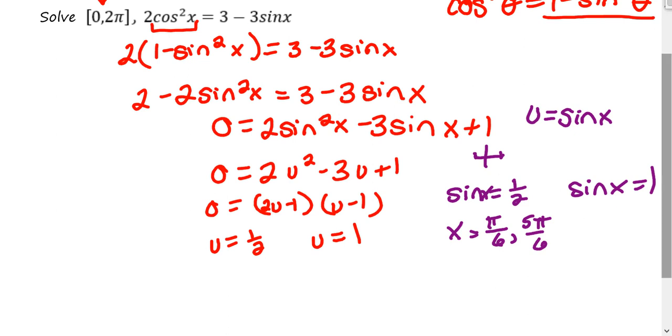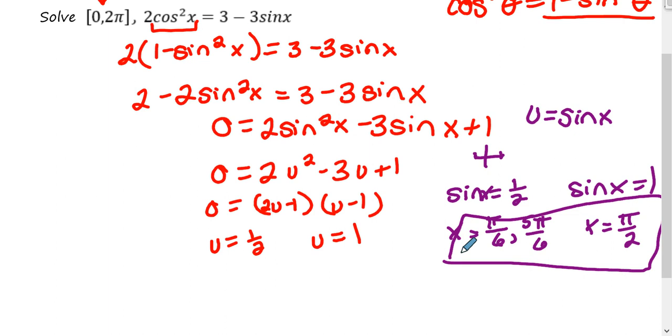And then where does the sine of x equal 1? So where's my height 1? That's right here at pi over 2. So those are my 3 values that are my solutions to this equation.